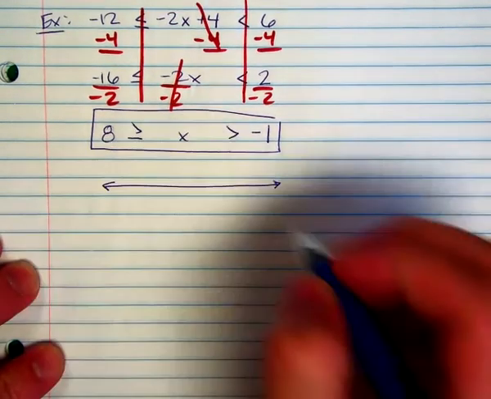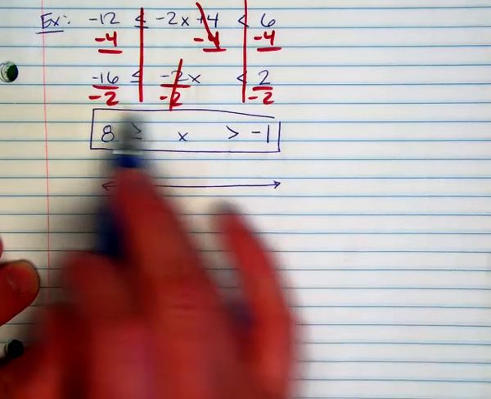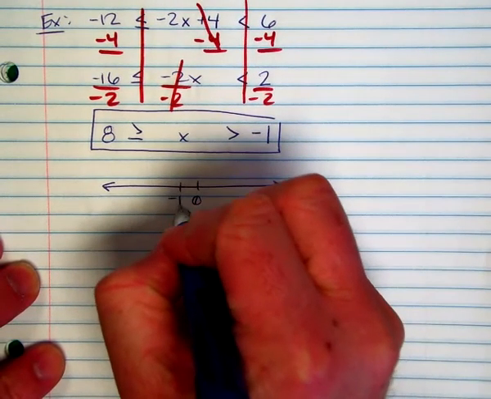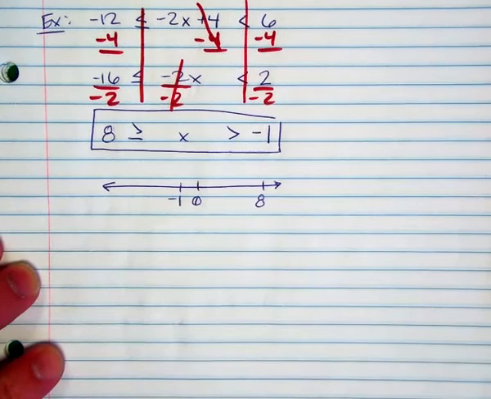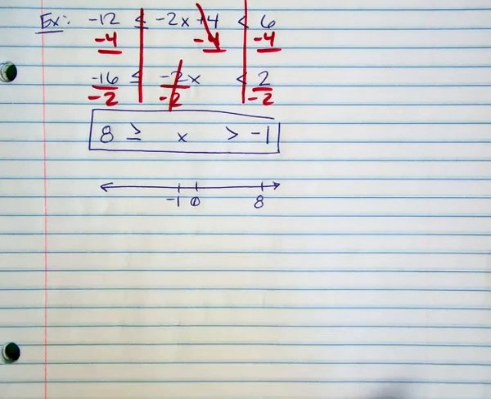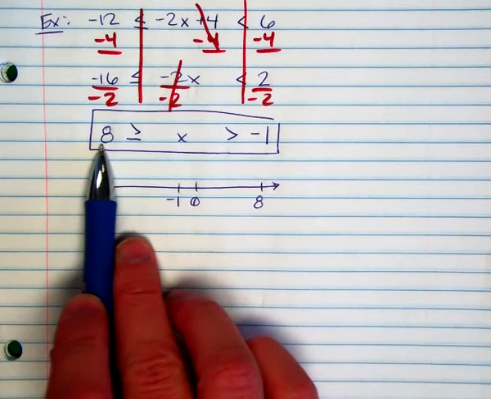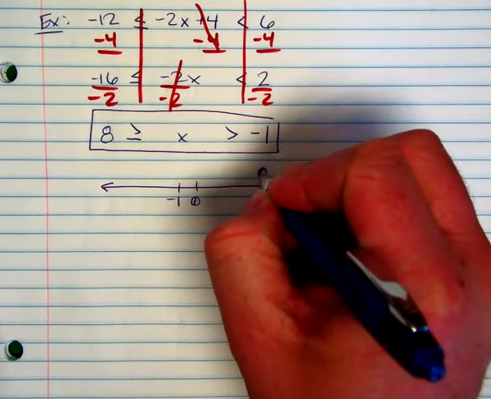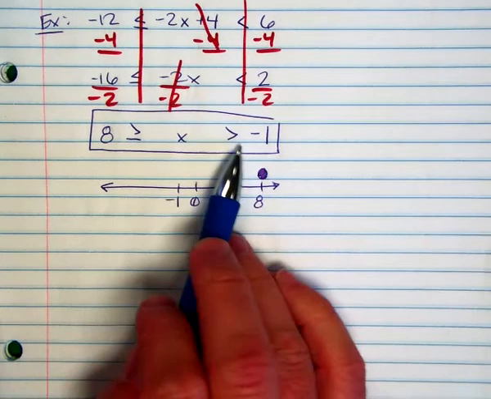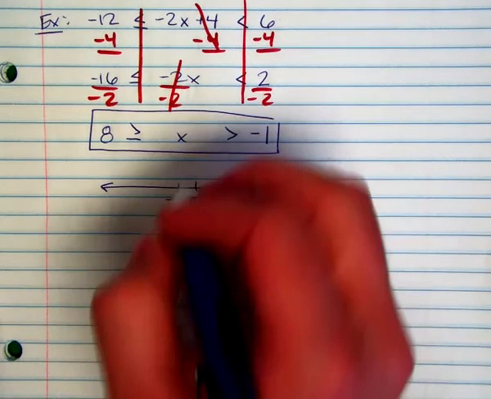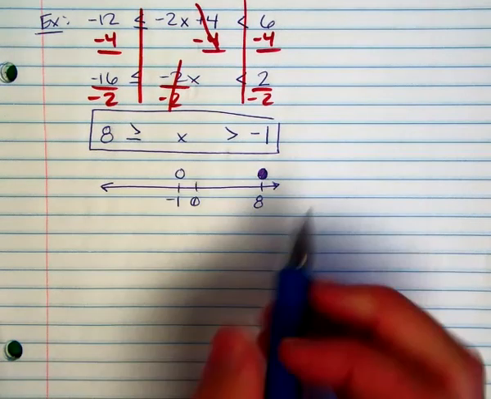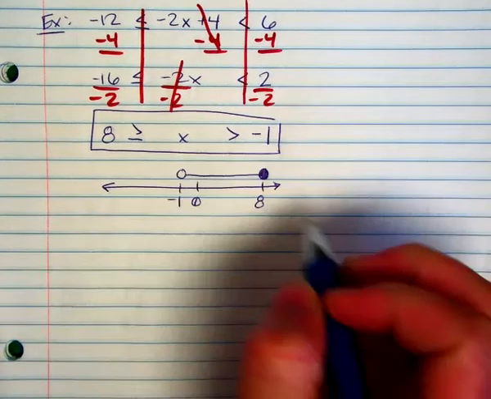Because I flipped both of them, it still works as one continuous inequality. So here's my -1, there's my +8. Pay close attention to the symbols here. With the +8, I have greater than or equal to, which means it is solid. But with the -1, I just have greater than, which means it is empty. This is one continuous solution, so I connect the dots for my graph.